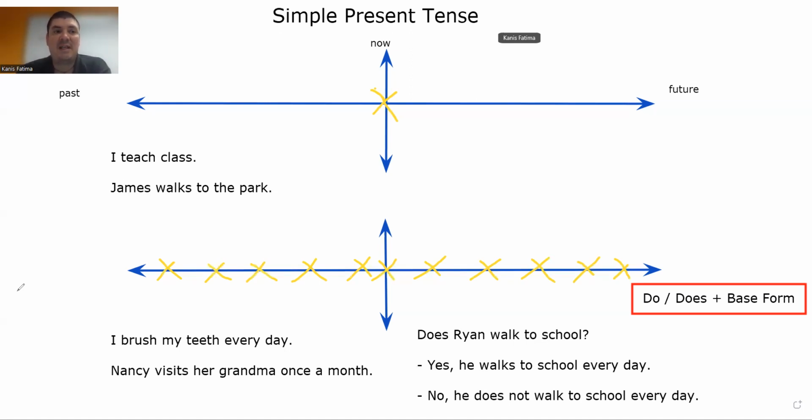Today I brushed my teeth. Yesterday I brushed my teeth. Last week I brushed my teeth. Tomorrow I'll brush my teeth. Next week I'll brush my teeth. I brush my teeth every day.